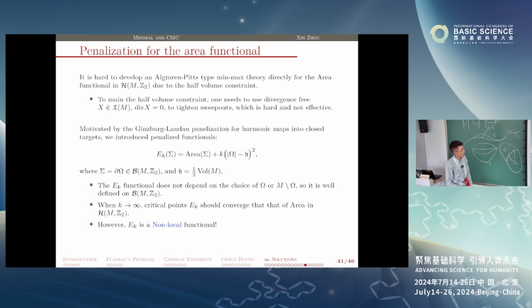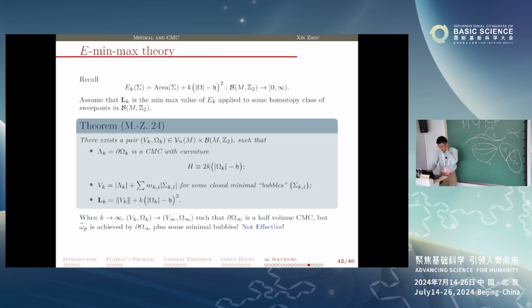So that's the idea. When k goes to infinity, we expect that the critical points of these will converge to that of the area in the half volume space. However, the major challenge introduced here was that this is no longer a local functional, in the sense that if I perturb a little bit, you have a global effect because of this term. So we have to develop some new ideas.